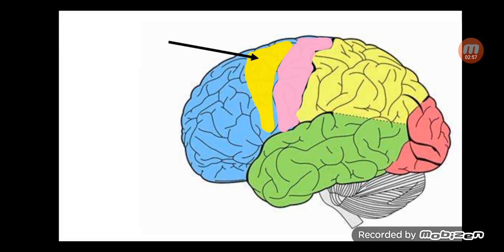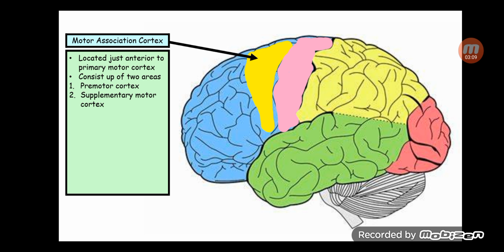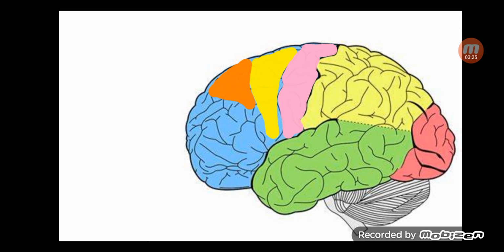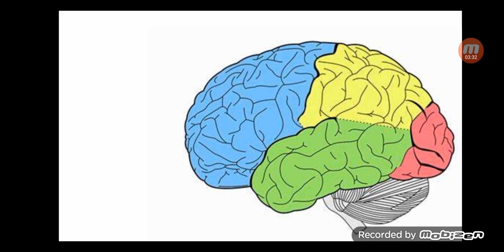The next functional area of the frontal lobe is motor association cortex that is located just anterior to the primary motor cortex. It consists of two areas, premotor cortex and supplementary motor cortex. Premotor cortex is involved in planning, sequencing, and execution of voluntary movement, while supplementary motor cortex performs supplementation of all of these functions. Then the third cortical area of the frontal lobe of cerebrum is frontal eye field. This area is involved in voluntary eye movement.